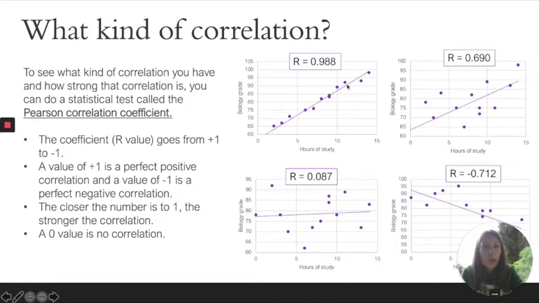Okay, so here we have a very strong positive relationship, medium strength positive relationship here, very weak, slightly positive, but very weak, practically no correlation. And here is a relatively strong negative correlation.